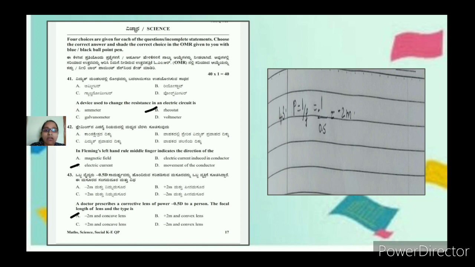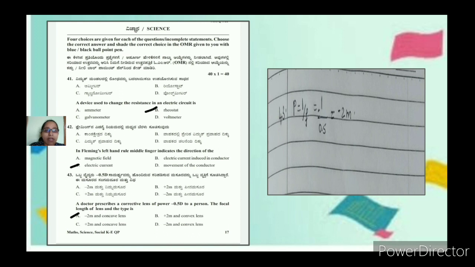Next, a doctor prescribes a corrective lens of power minus 0.5 D or diopter to a person. The focal length of lens and the type is. So you need to solve this. The formula is P is equal to 1 by F. You can see here the solved answer 43. So P is equal to 1 by F. So F is already given.